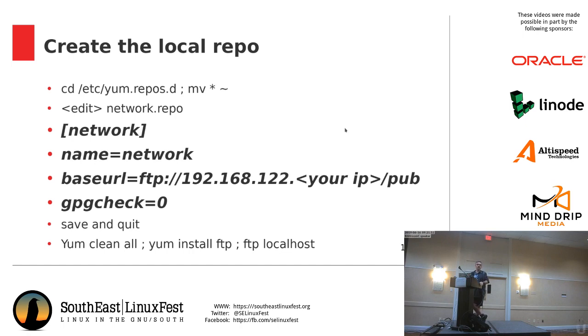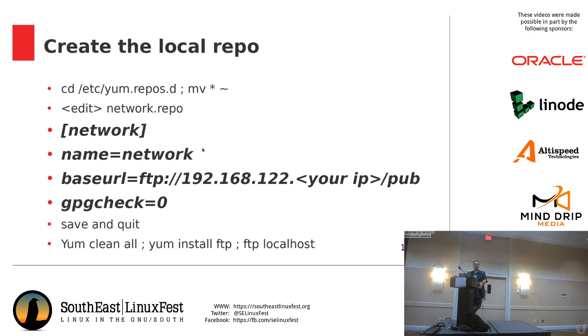And you can see, I do edit, I'll do vi network.repo. These are the components you need to make that work. You need the name of the repo in square brackets. And then for redundancy's sake, you need name equals network, which is the name of our repo. You can name this repo whatever you want, by the way. Network is just arbitrarily what I call it.